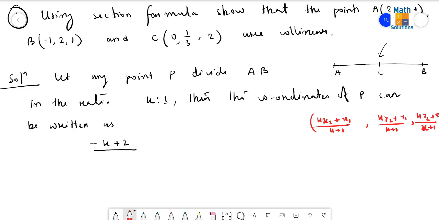So this formula I shall be using here, and ultimately, P being any point I am taking here, we shall show that whatever coordinates we have for P in terms of k will coincide with the point C. If it is verified that P coincides with C, then it will be clear that C lies on AB.